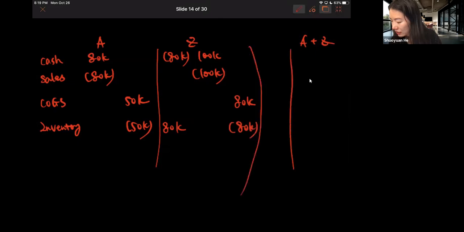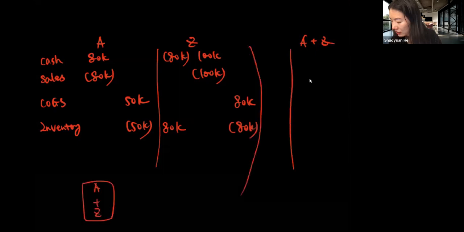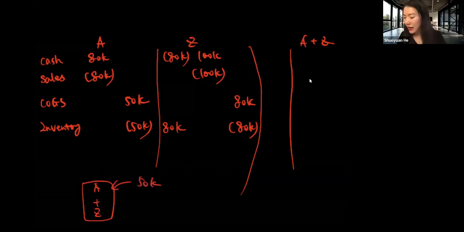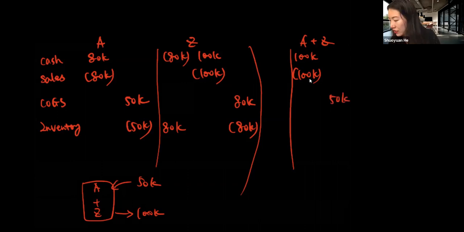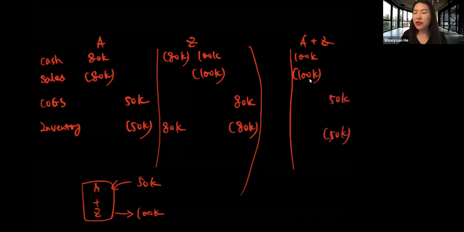If you view Arlington and Zirkin as one firm, what it essentially did is it purchased the inventory for 50,000 and it sold the inventory for 100,000. So the journal entry is it gets 100,000 when it sells the inventory, and that is recognized as the revenue for the firm. And then the cost associated with that is 50,000. So 50,000 decrease in inventory.